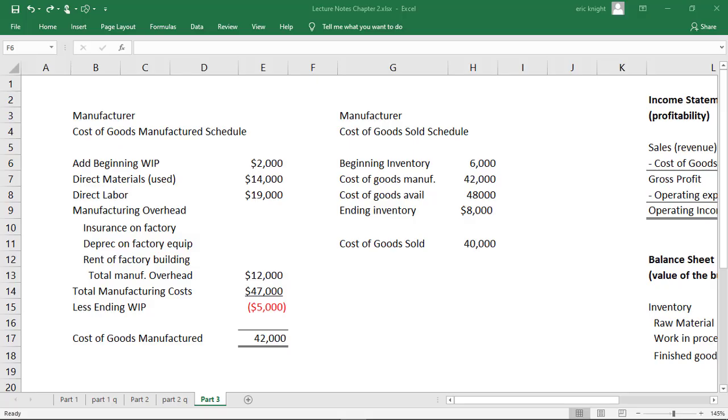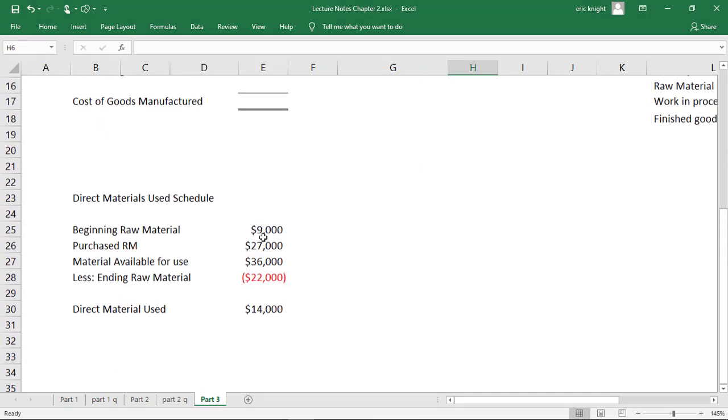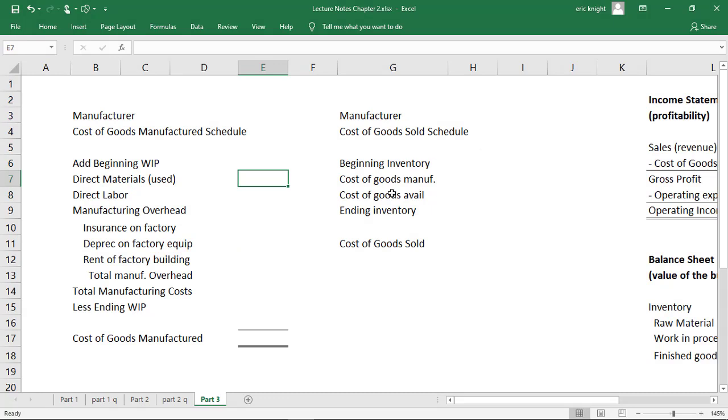What you need to do is be able to do these schedules. The schedules, we can just use them over and over. I'm using Excel, as you can tell, but we can just delete this and put new numbers in. It's that simple. Once you set up one problem, you can set up any of them. So we're going to delete it and start out with the cost of goods manufactured.